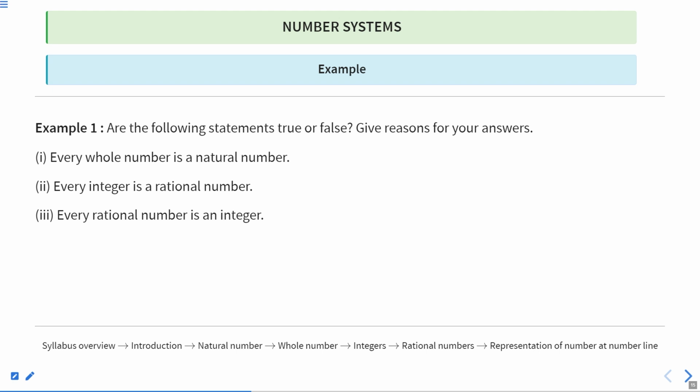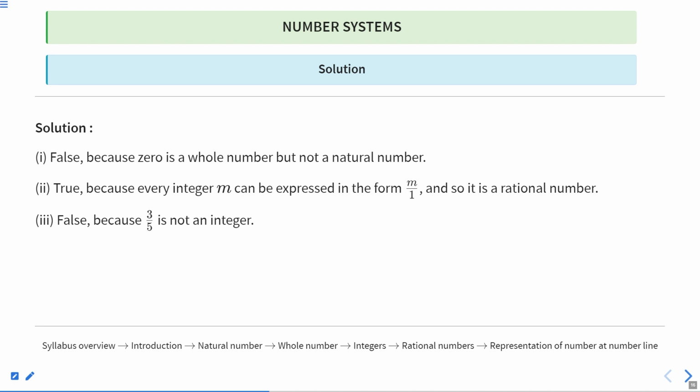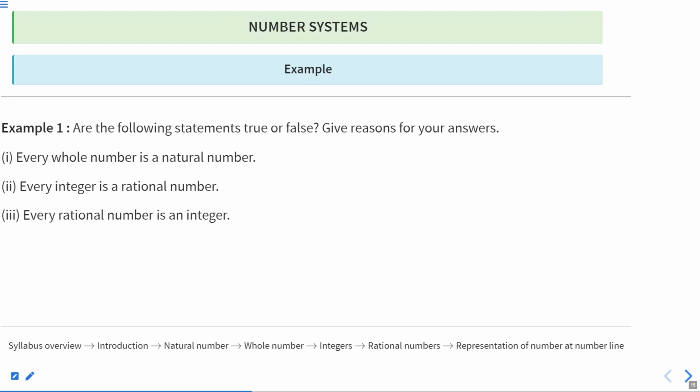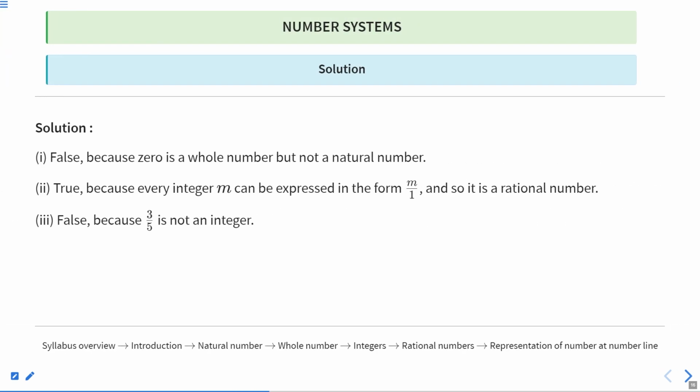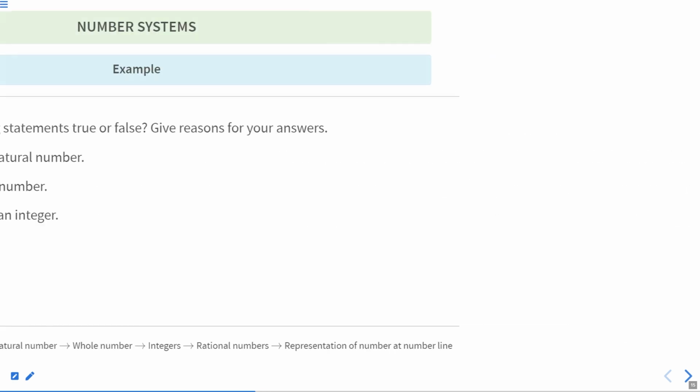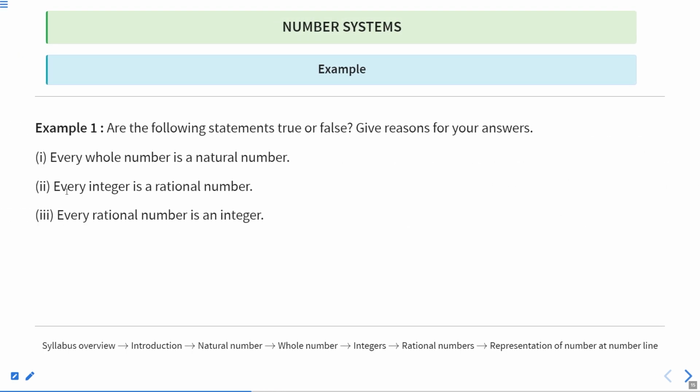Let us see which of the following statements are true or false. First statement: every whole number is a natural number. This is false because 0 is a whole number but not a natural number. So 0 is a whole number but not a natural number. This is why the given statement, every whole number is a natural number, is a false statement.